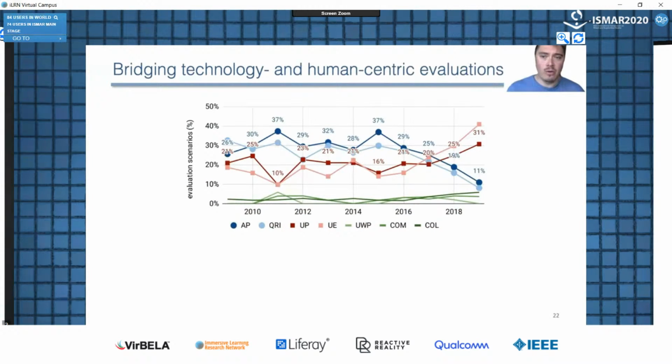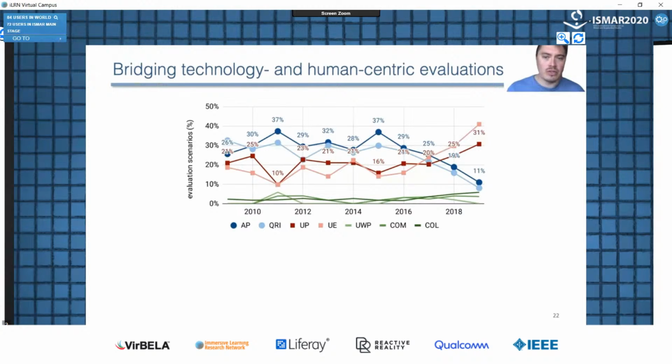The following line chart presents the evolution of evaluation scenarios. In the chart, we identify three main groups of scenarios. Scenarios centered in evaluation of techniques, which are in blue tones at the top. User-centered scenarios in red tones in the middle. And evaluation scenarios that involve teams in green tones at the bottom.